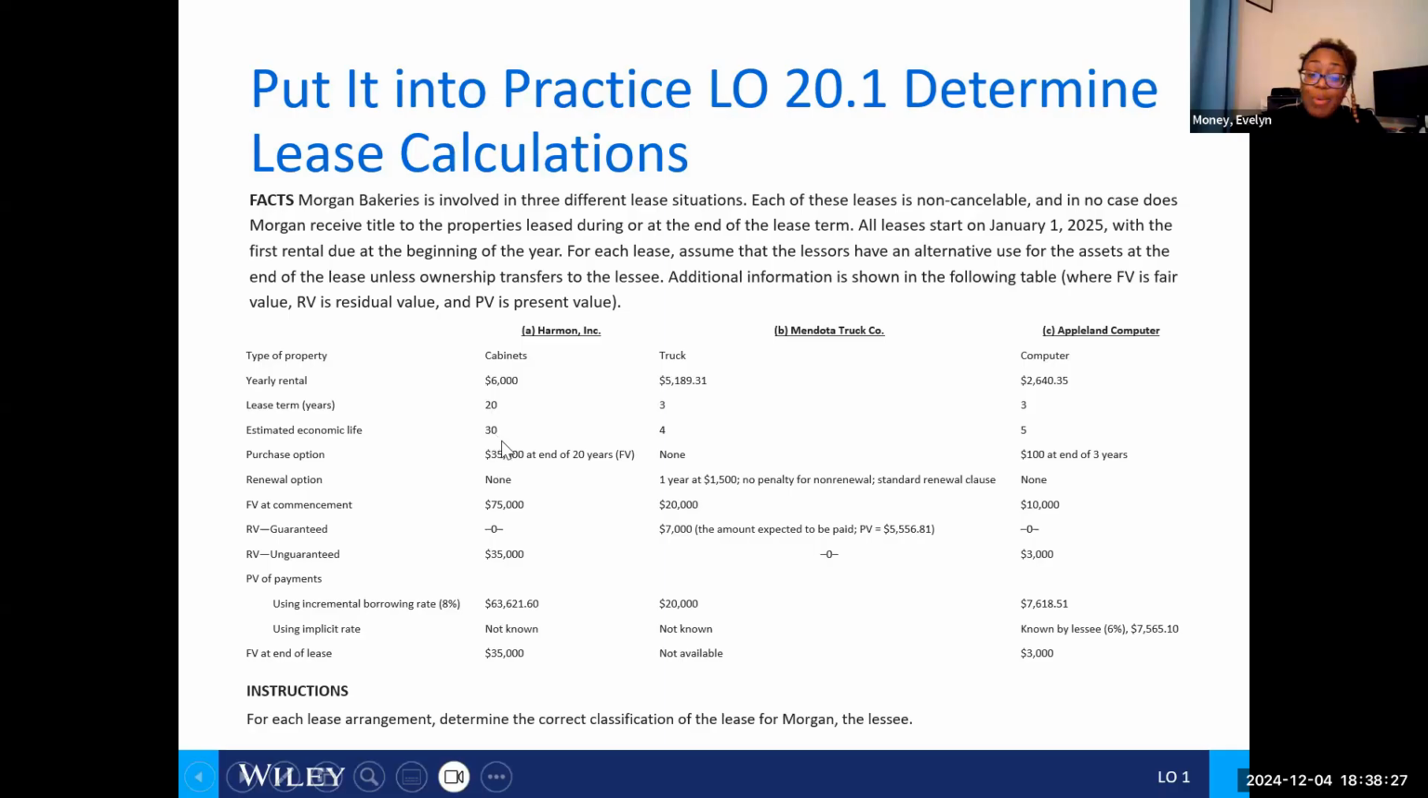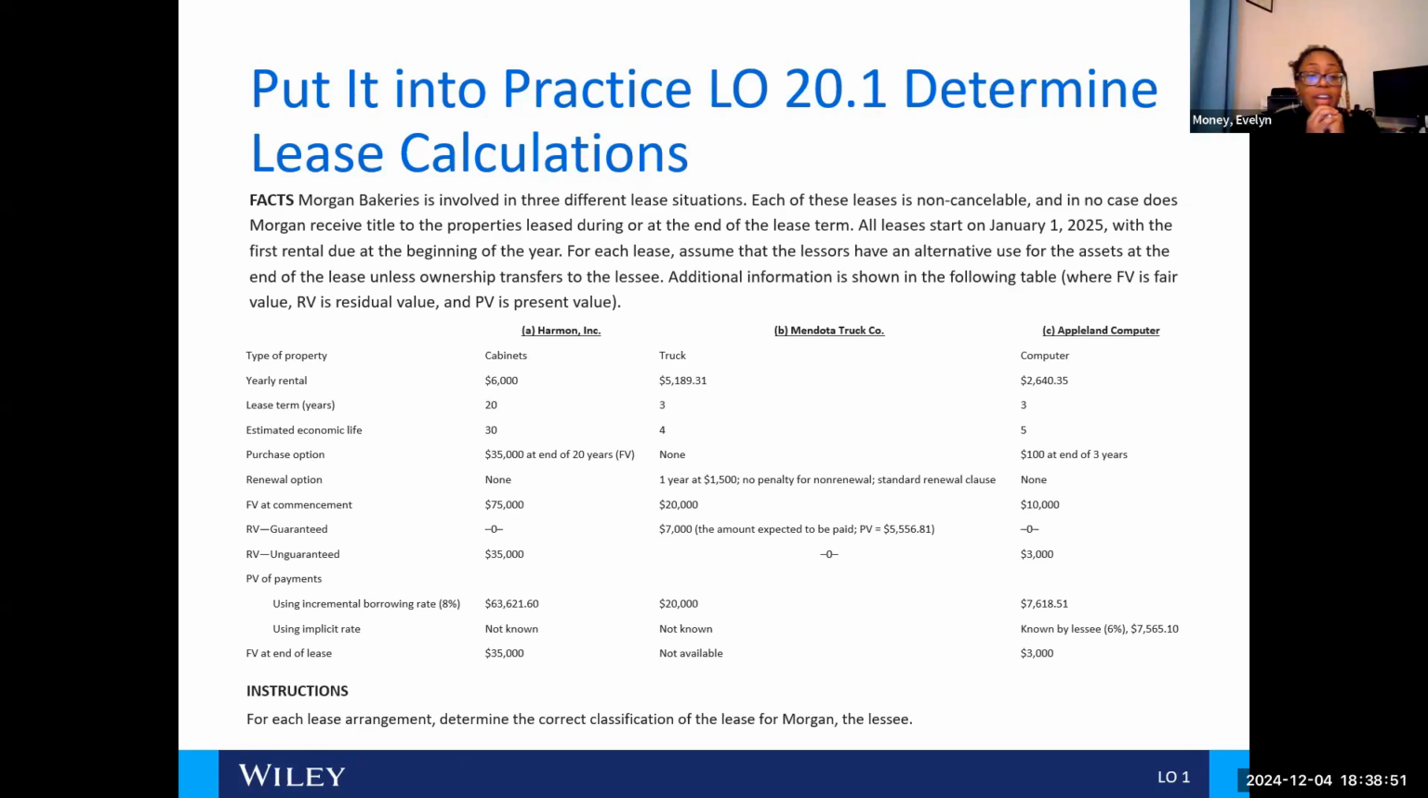When I do this, I know I get 2/3 or 67%. The 67% is less than 75%. I did not meet the criteria. So as of right now, this is looking like an operating lease. I have to go to my next test. So for this first one, I did not meet the economic life test.